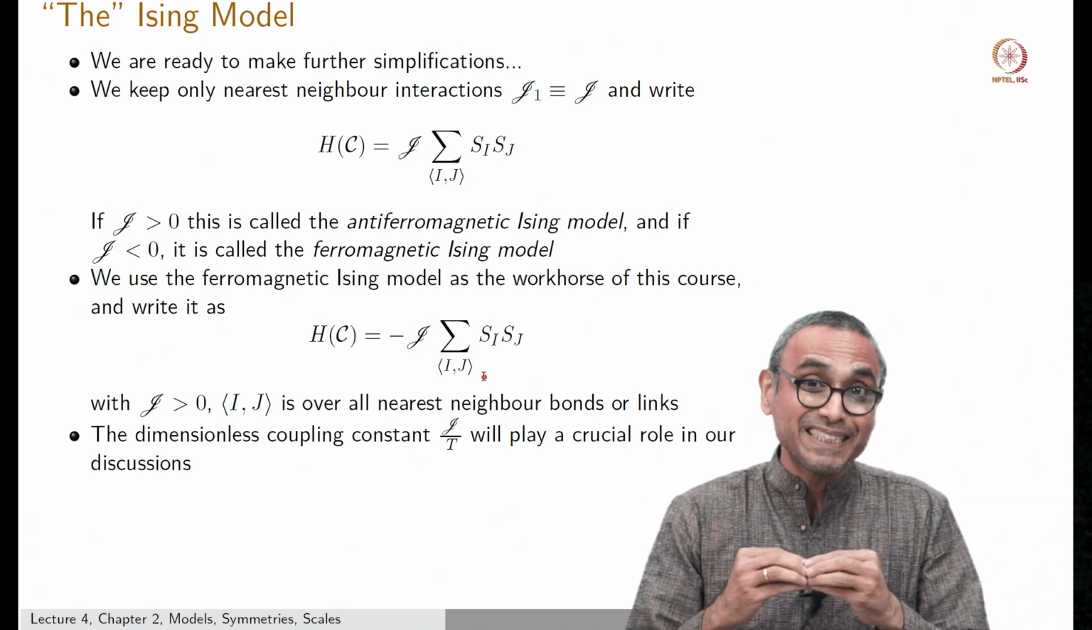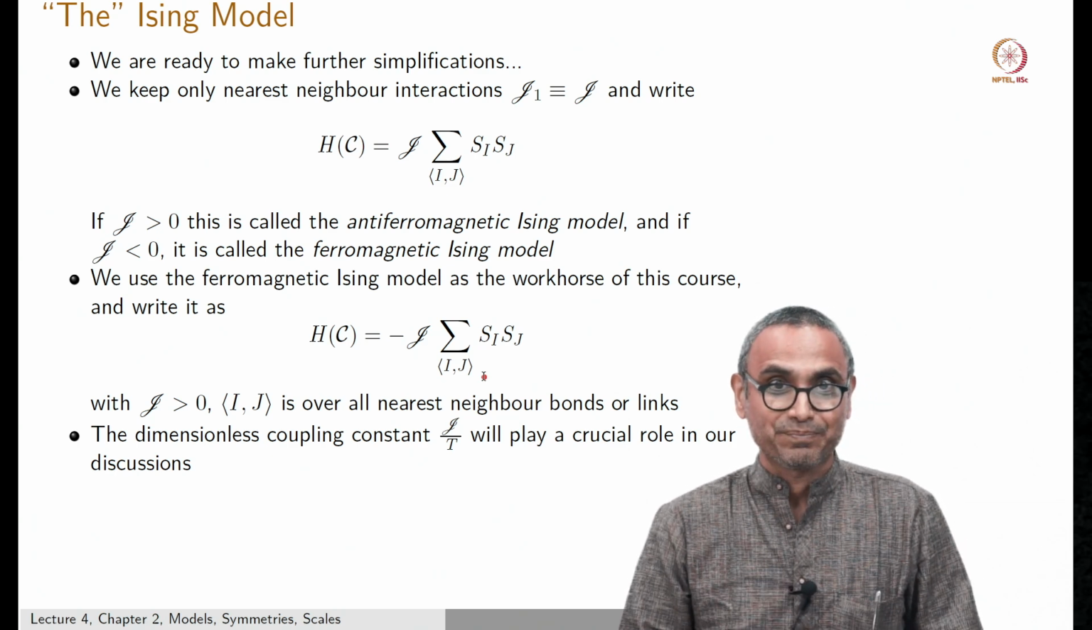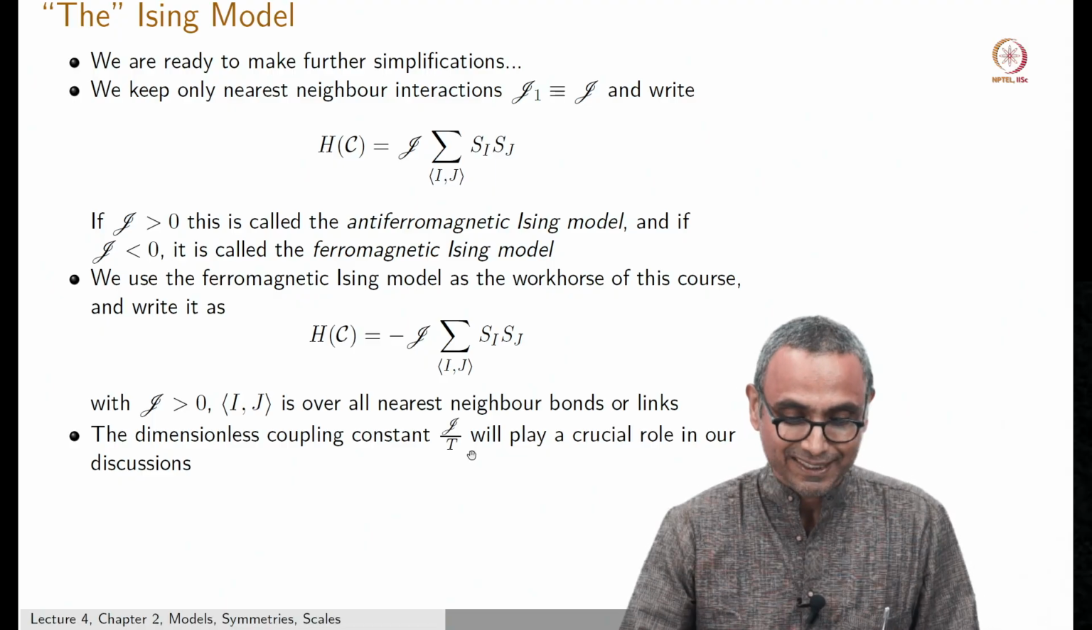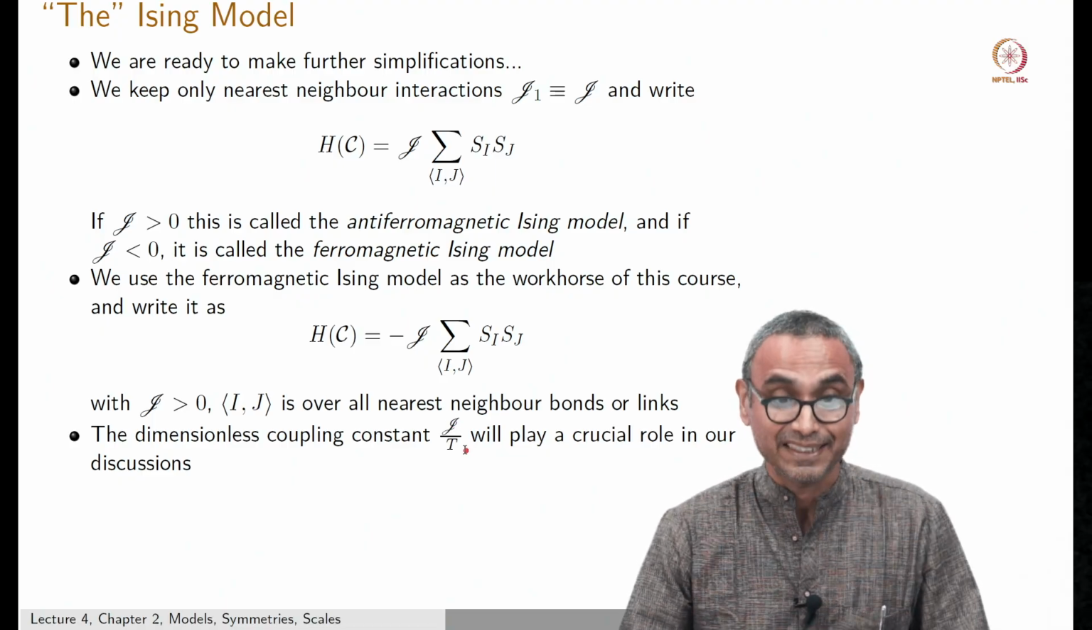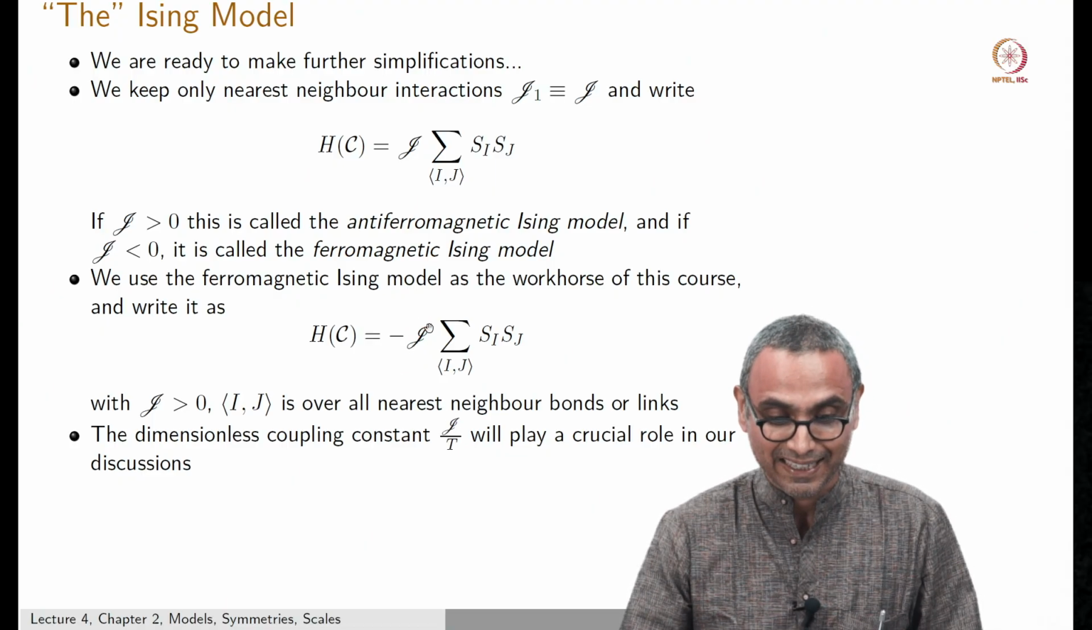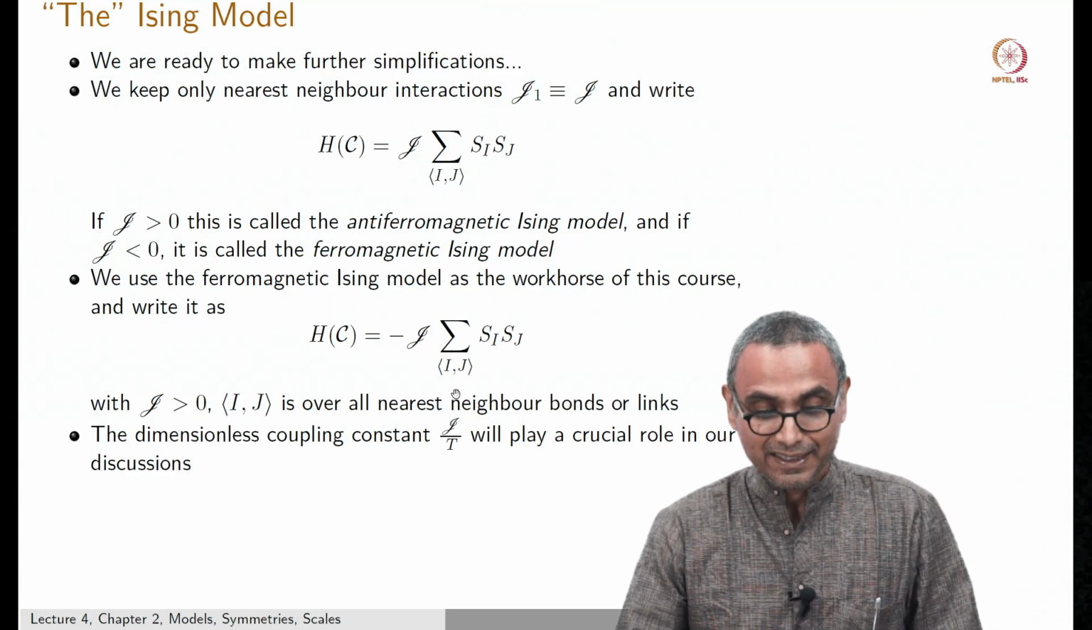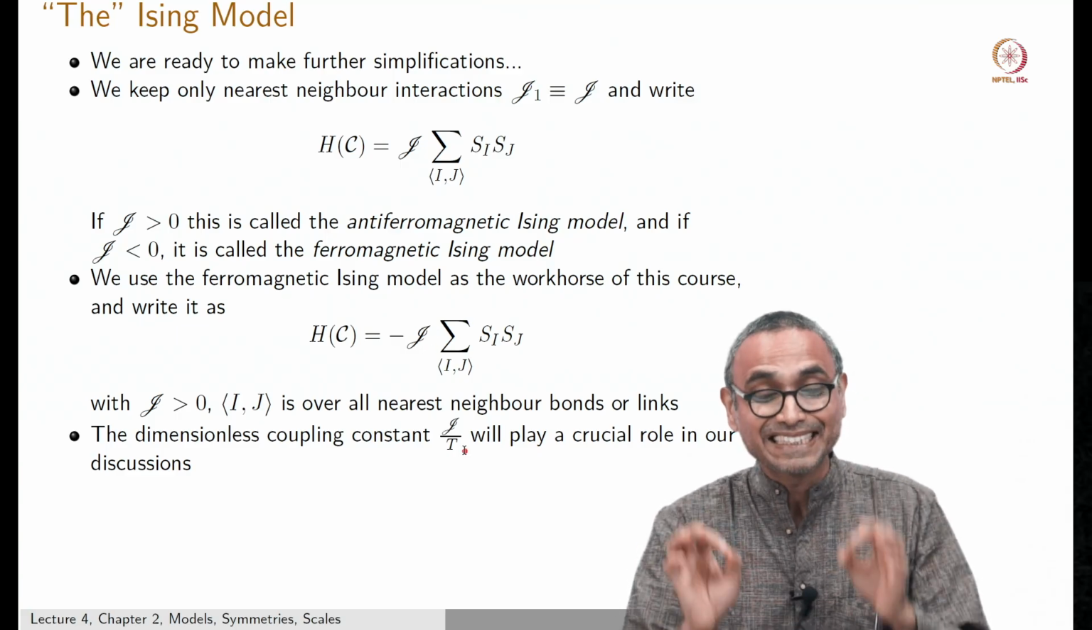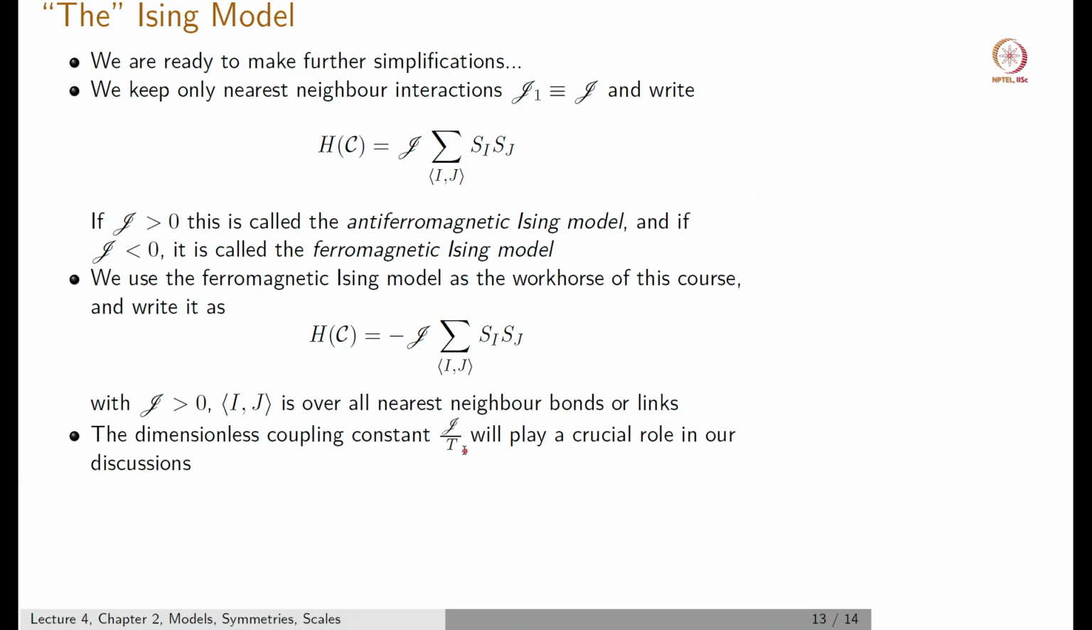So what is the dimensionless coupling constant in this problem? The dimensionless coupling constant is J by T, that is, this Ising exchange constant divided by temperature, and this is the quantity that will play a crucial role in finding out the phase diagram and so on. Okay?